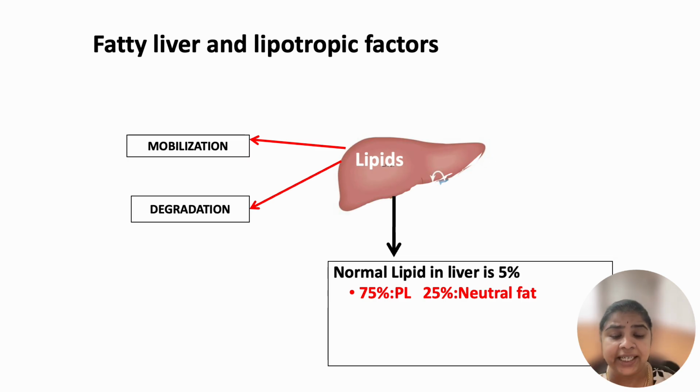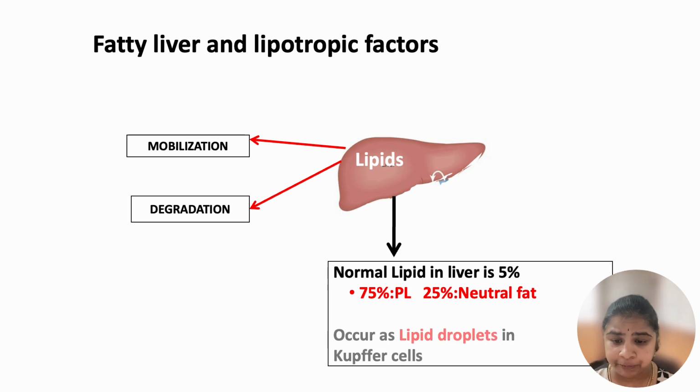So, for fats to accumulate in the liver, either the mobilization is not happening or degradation is not happening. So, in a normal liver, the amount of lipid will be about 5%. Of this, the maximum will be as phospholipids and about 25% will be as neutral fats.